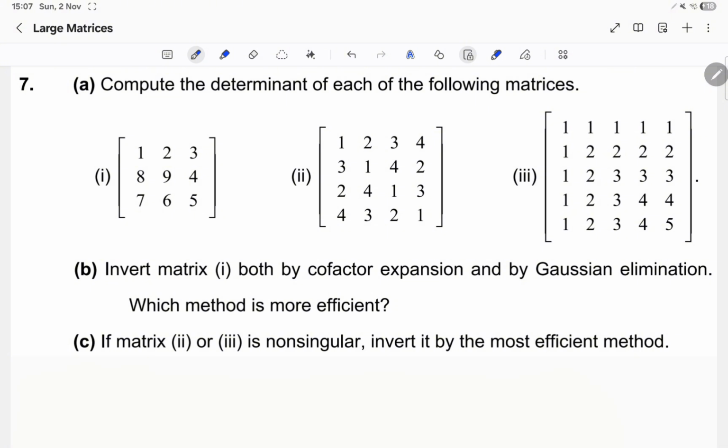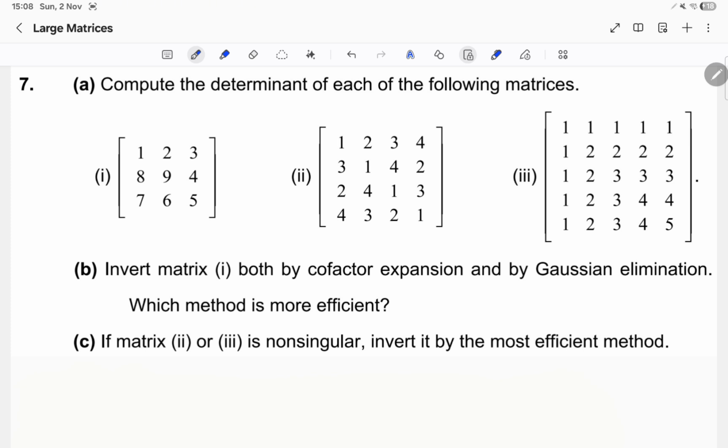Part 1. 1, 2, 3, 8, 9, 4, 7, 6, 5. Part 2. 1, 2, 3, 4, 3, 1, 4, 2, 2, 4, 1, 3, 4, 3, 2, 1. Part 3. 1, 1, 1, 1, 1, 1, 2, 2, 2, 2, 1, 2, 3, 3, 3, 1, 2, 3, 4, 4, 1, 2, 3, 4, 5.